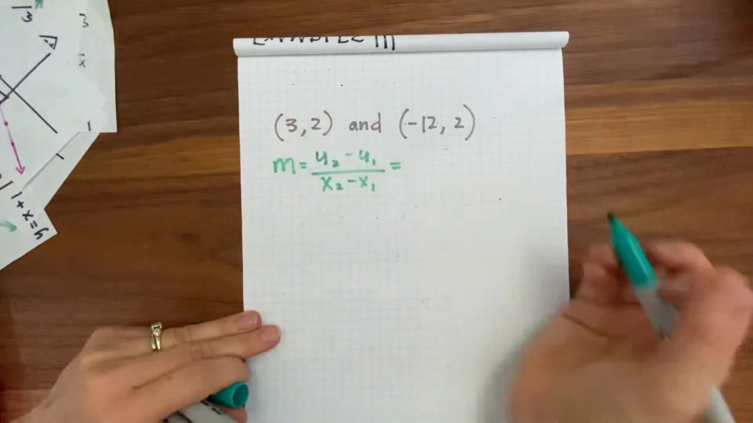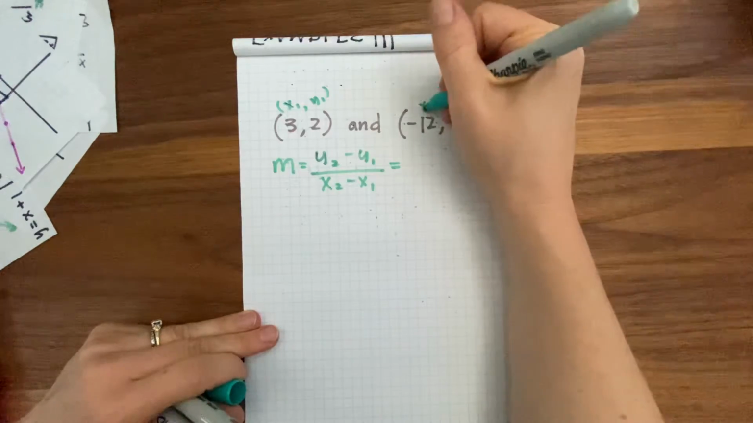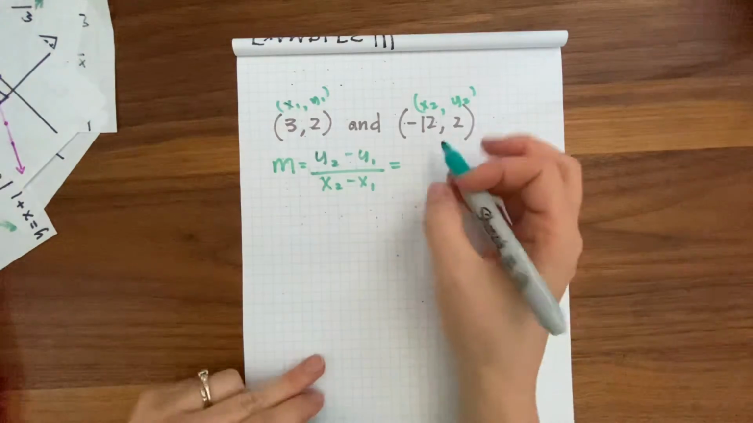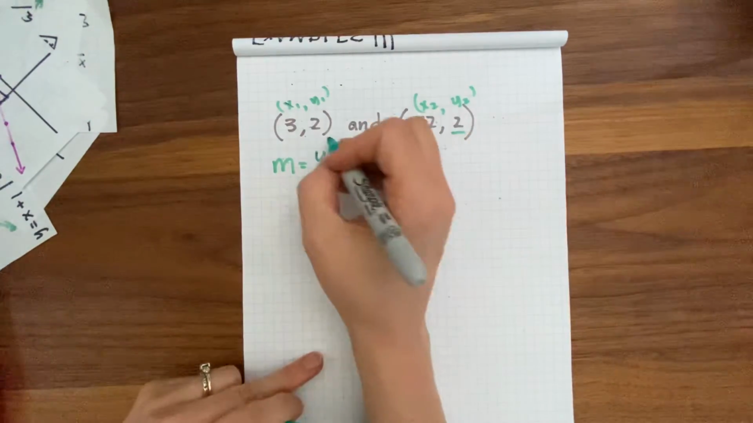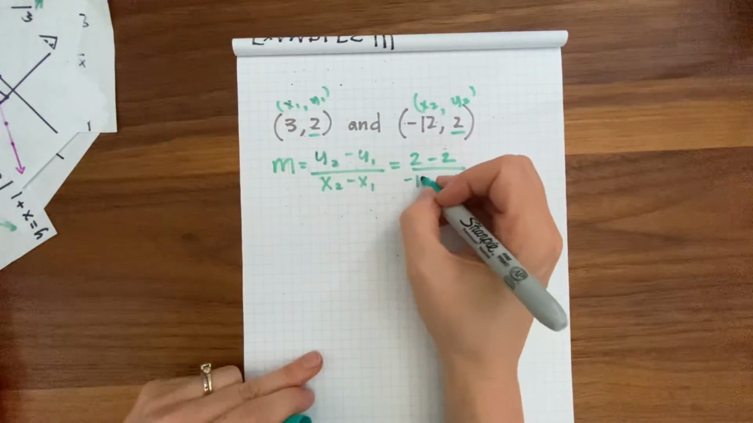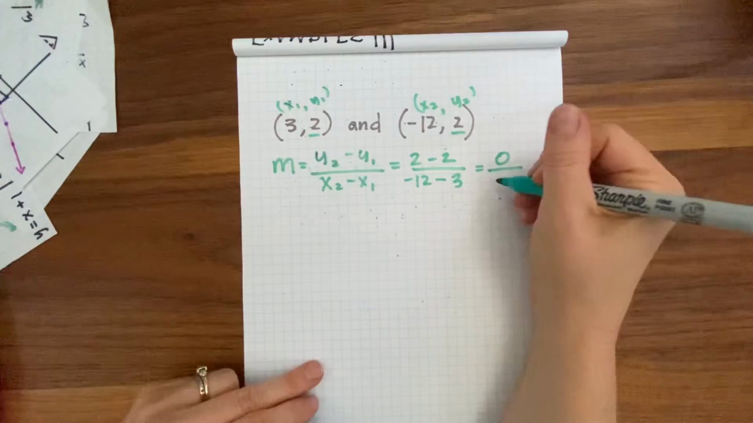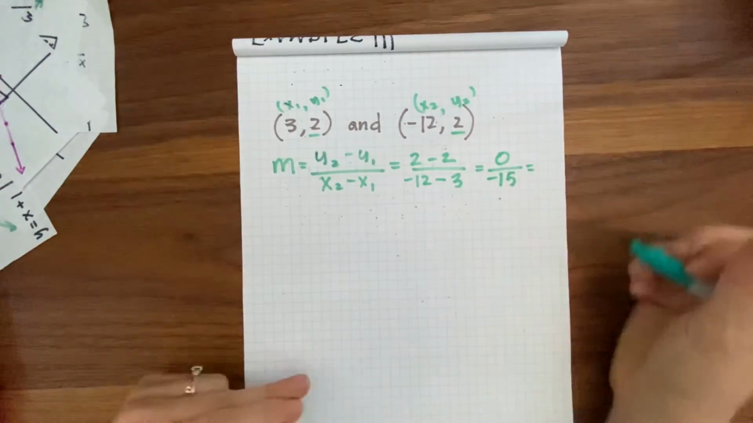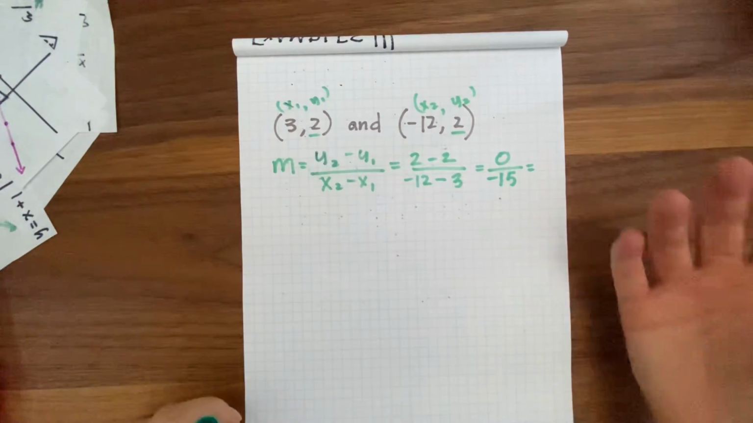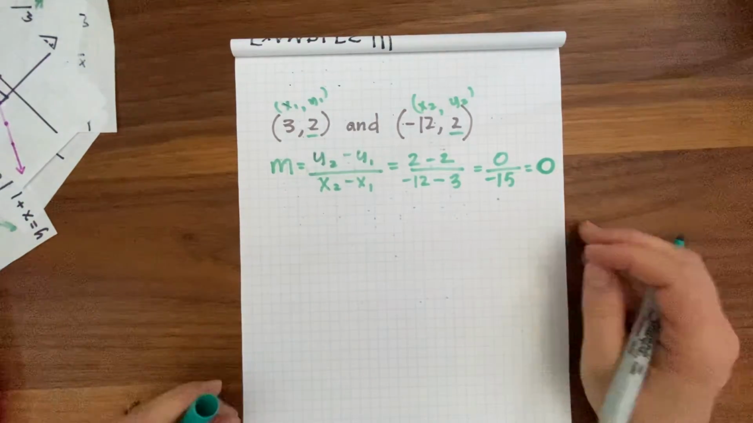So let's name our points. I'm going to name this one x1 and y1, and this one x2 and y2. And then I just plug it in. So I get y2 minus y1, 2 minus 2, and x2 minus x1, -12 minus 3. 2 minus 2 is 0, and -12 minus 3 is -15. Now, if you had nothing and you cut that into 15 groups or -15 groups, you're still going to end up with nothing. Kind of a weird thing to think about.